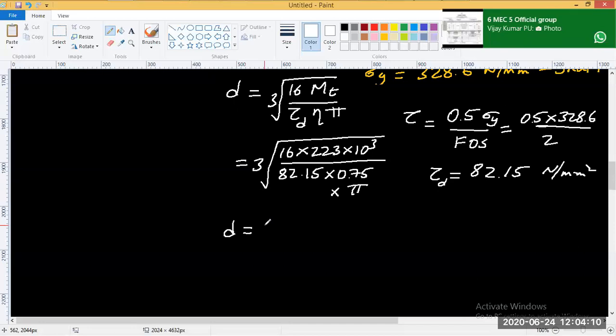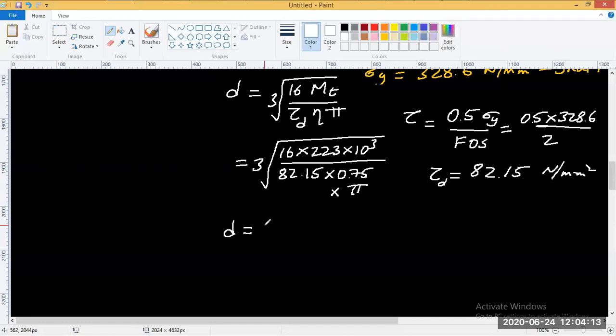We got 16 into 2 to 3 E3 divided by 82.15 into 0.75 into 5, the cube root of that. So I'm getting an answer of 26.42. Check if you got the same answer. I got 26.42 mm. So that's the diameter of the shaft. This is the actual unrounded value of this diameter, 26.42.